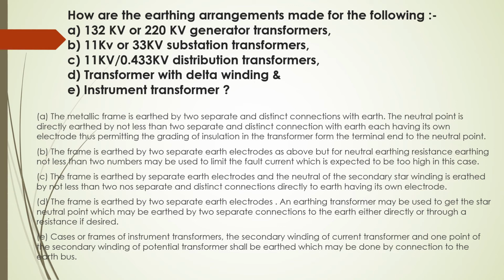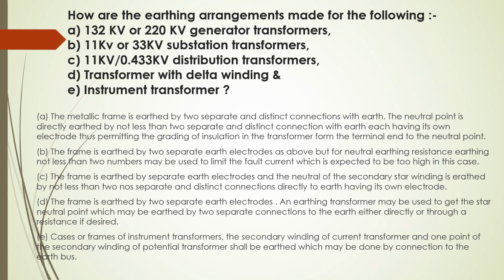For the 11 kV by 433 V distribution transformer, the frame is earthed by a separate earth electrode and the neutral of the secondary star winding is earthed by not less than two separate and distinct connections directly to earth, having their own electrodes. For the transformer with the delta winding, the frame is earthed by two separate earth electrodes, and an earthing transformer may be used to get a star neutral point which may be earthed by two separate connections to the earth either directly or through a resistance if desired.